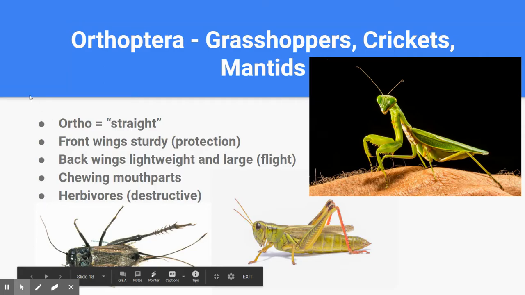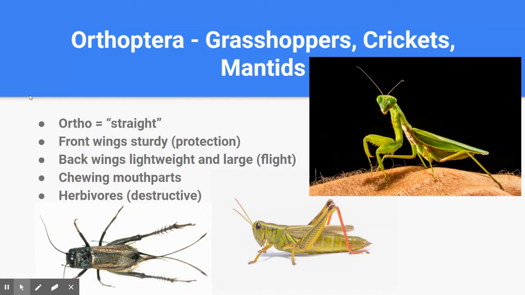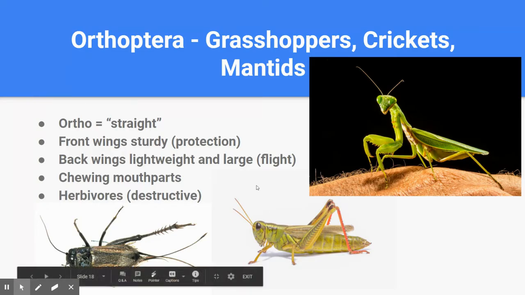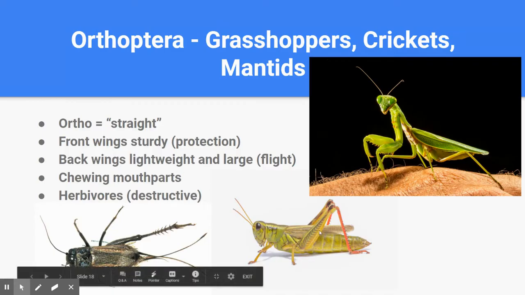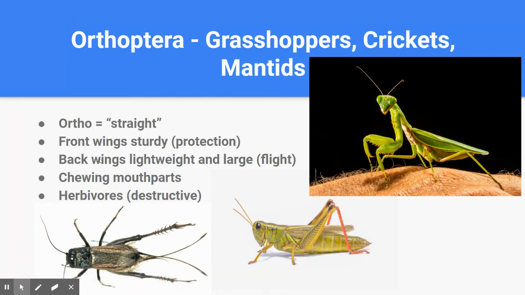The front wings, of course, are what we call the protective wings. In our lab in a few days, you're going to see a diagram of a grasshopper that actually refers to them as the protective wing. They're sturdy, kind of leathery and often camouflaged. Underneath is where they'll have their flying wings. The back wings, which are tucked under, are lightweight, large, rather see-through, and these are for flying. Chewing mouth parts for these guys, and for the most part, they are herbivores.